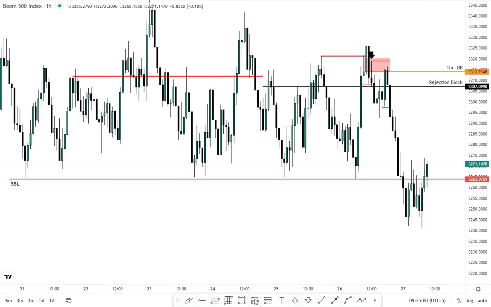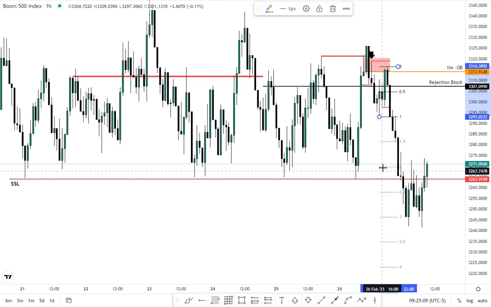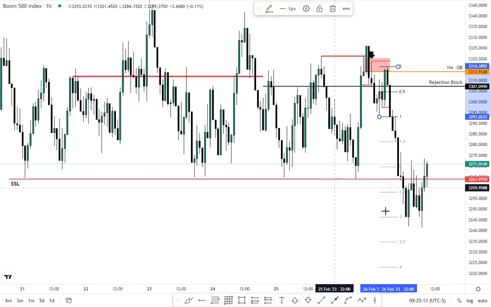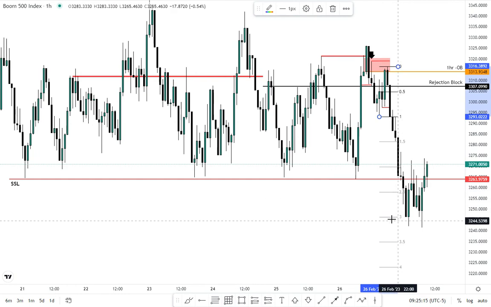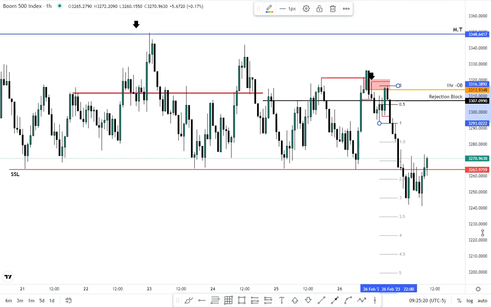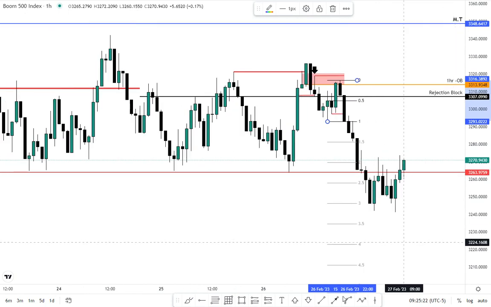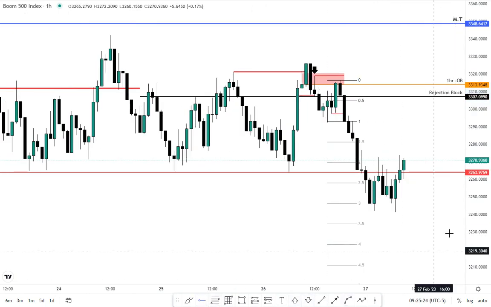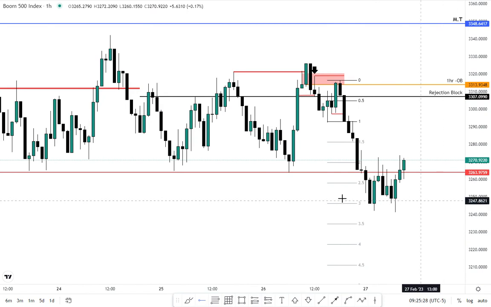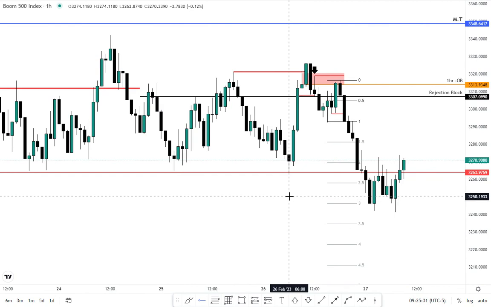With what? Swing projections. This right here, from this low, right? To that swing high. Standard deviation 2.5 is below this level. It reaches it. Standard deviation 3 is right there. And another thing you want to pay attention to is whole numbers, right? Whole numbers like the 32, 50, 100 level, which is right here.